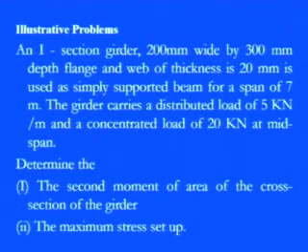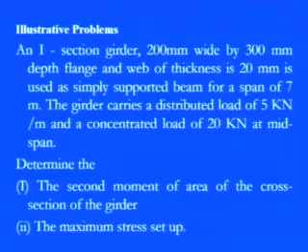So for both of the flanges, the dimensions are 200 millimeter wide by 300 millimeter depth, and the web thickness is 20 millimeter, for a total beam span of 7 meters. The girder carries a distributed load of say 5 kilonewton per meter. So the load distribution given on that particular girder has an intensity of 5 kilonewton per meter, and a concentrated load, that means we have a combined load here.